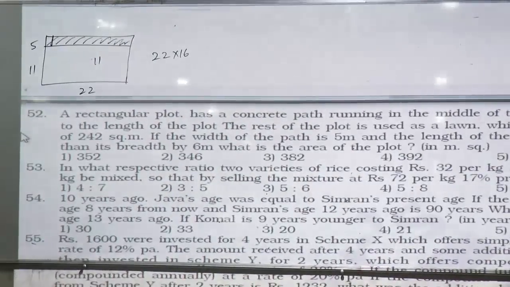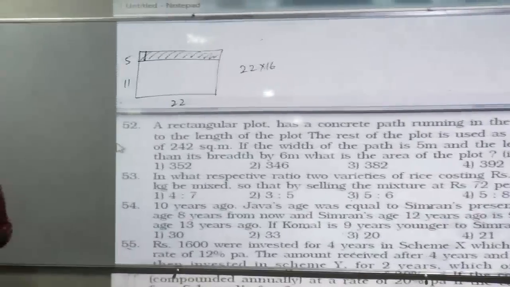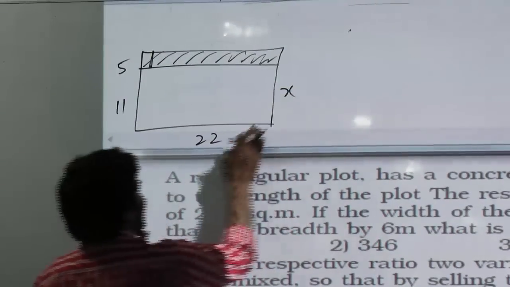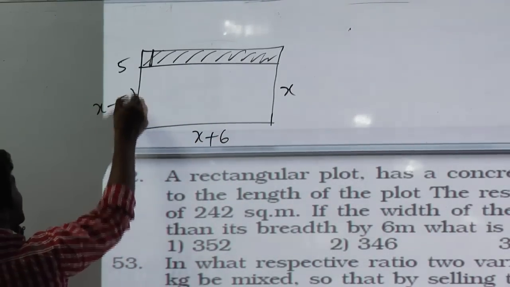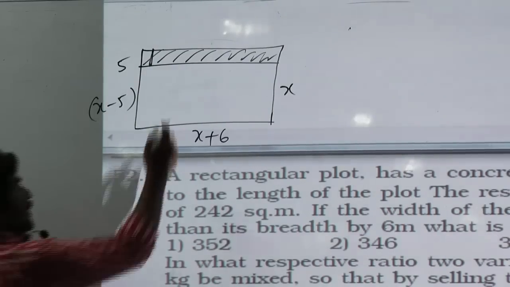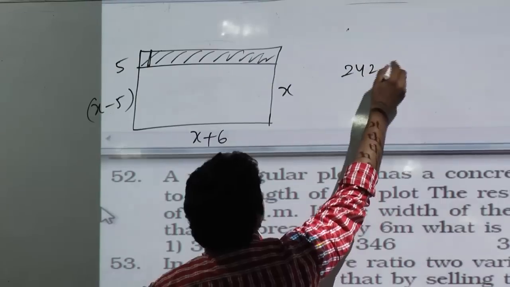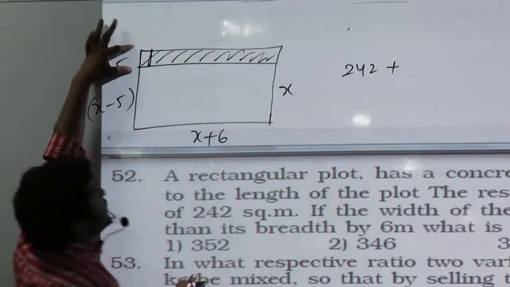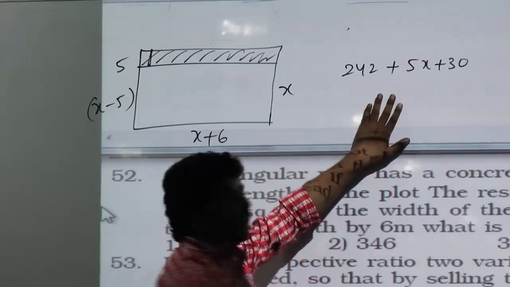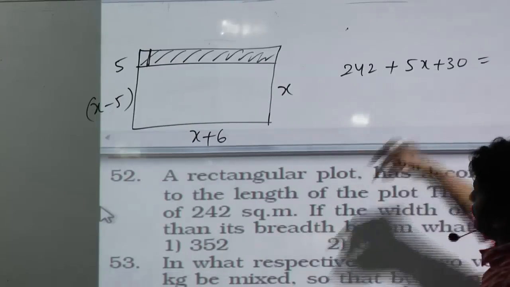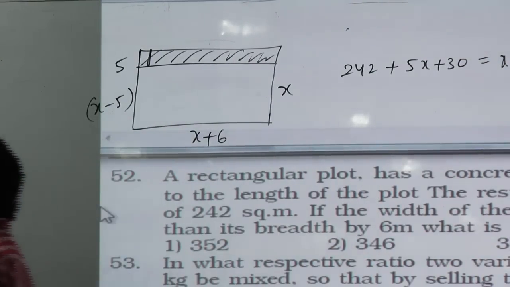Clear? Right. See, I don't want to use the traditional way where breadth is x, length is x plus 6, and this becomes x minus 5, and this area is 242. So total area is 242 plus road area, width is 5, length is x plus 6. So road area is equal to 5x plus 30. This is total area, and that should be equal to length into breadth, which is x square plus 6x. From this you need to get the x value, solve the quadratic equation, and you need to get the value of x.